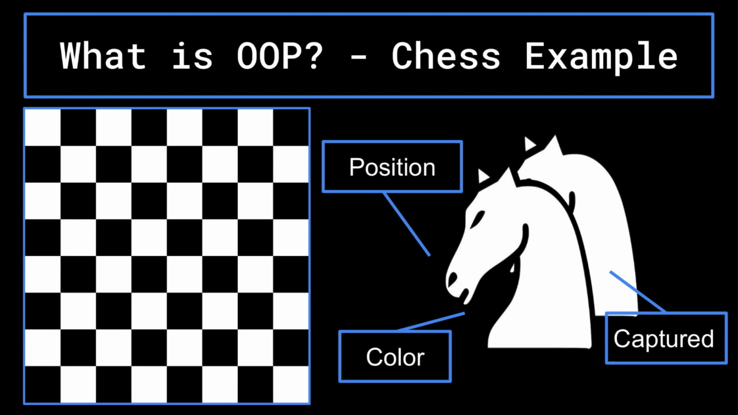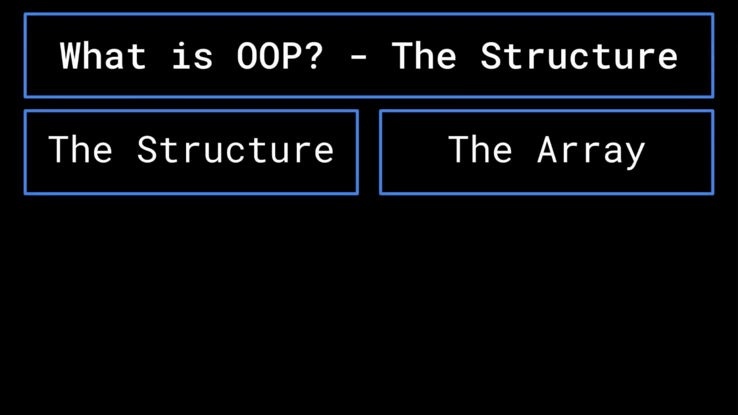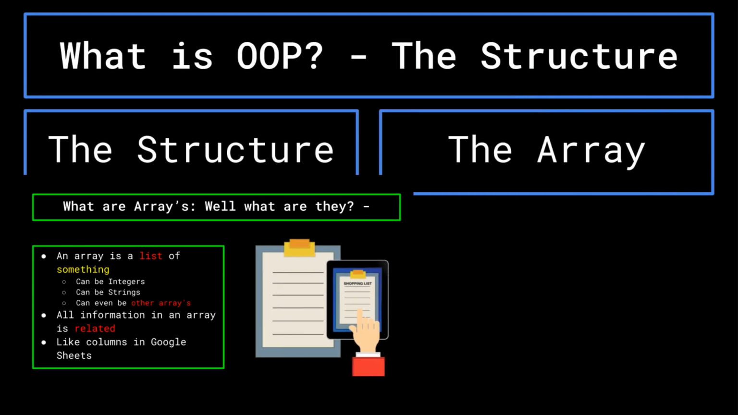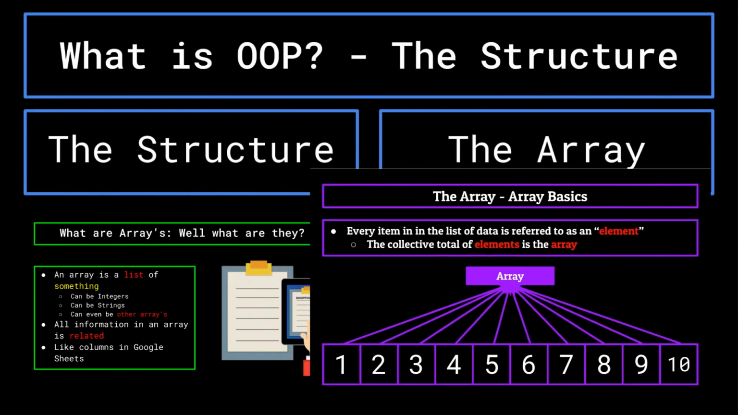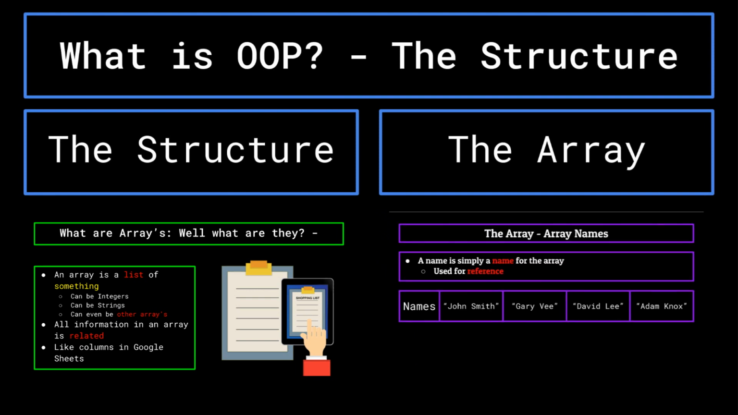This is where the struct, or structure, came in. In C, the structure is similar to an array. If you don't know what an array is, I'd suggest you check out either our Introduction to Programming course for an overview, or our data structures series for a more in-depth look at both arrays and many other data structures.